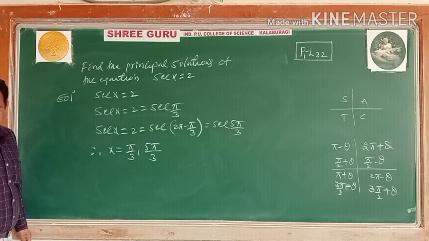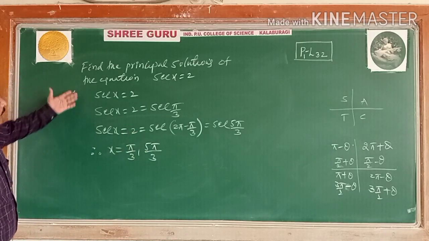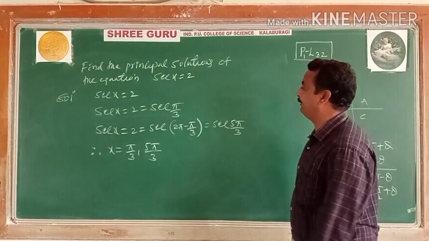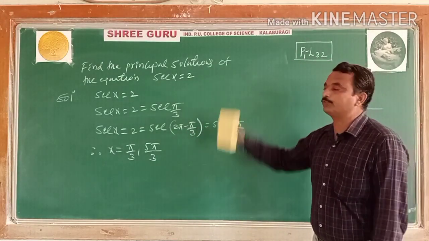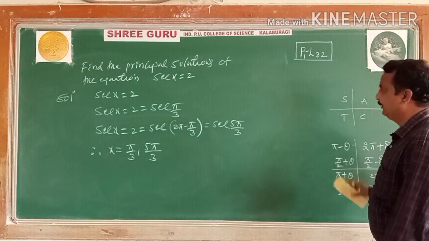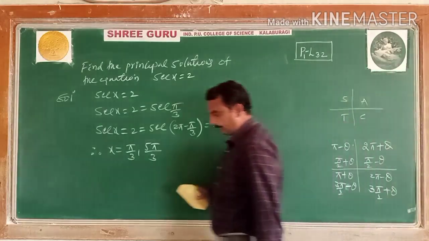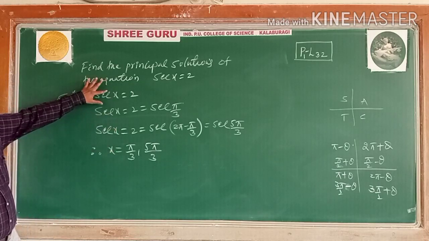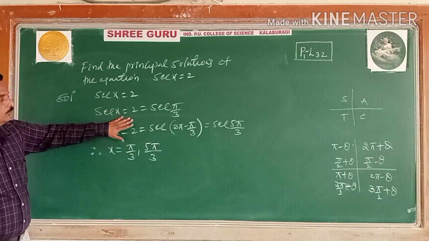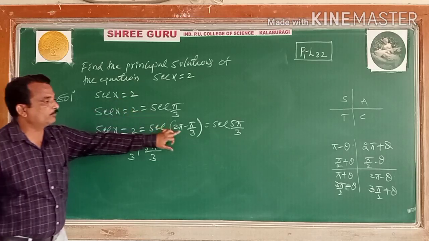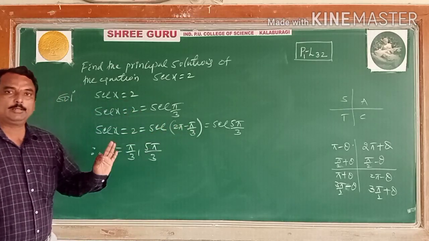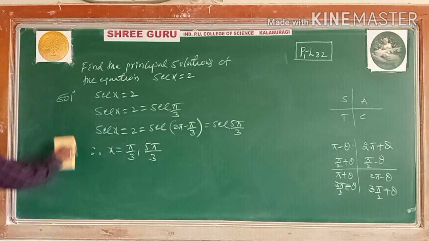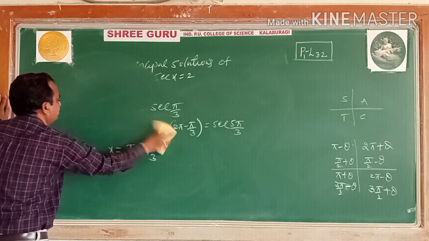These two values, x equal to pi by 3 and x equal to 5 pi by 3, are the principal solutions of the given equation. Like that you have to calculate the values. Here it is a positive value, and it is positive in the first quadrant and fourth quadrant. You have to see where the given function is positive, and according to that, calculate. Now let us go for the next example.